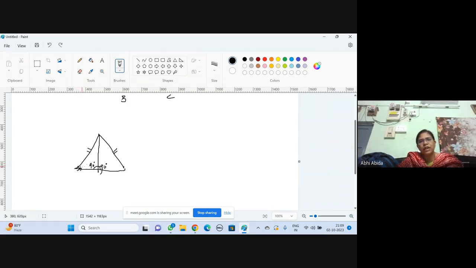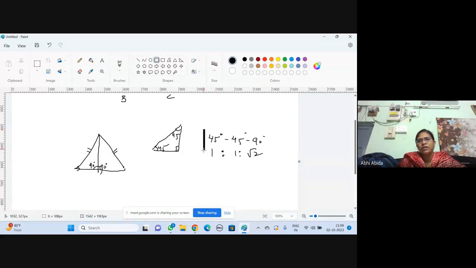As it is an isosceles triangle, if you take one half of it, one angle is 90 degrees, another angle will be 45, and this also will be 45. So 90, 45 and 45. There is a special triangle called the 45, 45, 90 triangle, which has a ratio of 1 is to 1 is to root 2. So the 45, 45, 90 triangle has a common ratio, which is the ratio of the sides of this triangle.